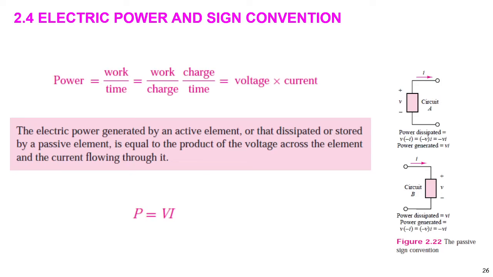Okay, now we come to electric power and sign convention. So we talk about the power of the circuit. We have two types of power: the power generated by the equipment, and the power consumed or absorbed by equipment.